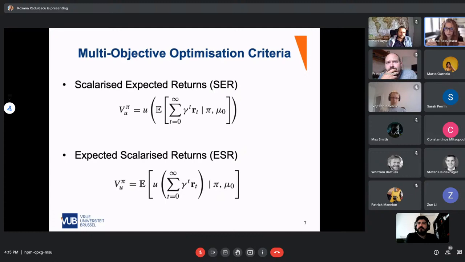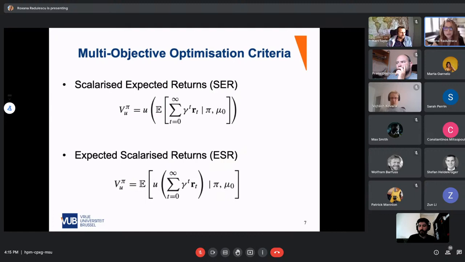For example, think about a hospital trying to optimize a treatment plan and reduce mortality rate for a certain disease over all the incoming patients. In this case, you would like to use the SER criterion. But if you are interested in a single policy application, we will have to apply the expected scalarized returns, or ESR criterion. Again, an example to understand what grounds this criterion: if you are a patient suffering from a certain disease, then you're interested in choosing a treatment plan that will maximize the probability of a positive outcome for your particular situation.